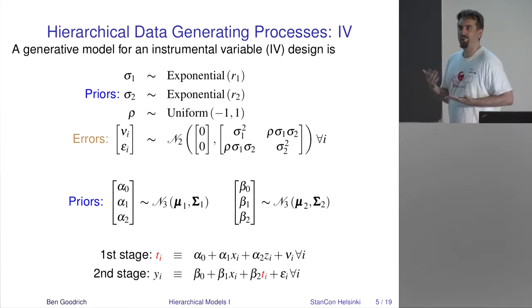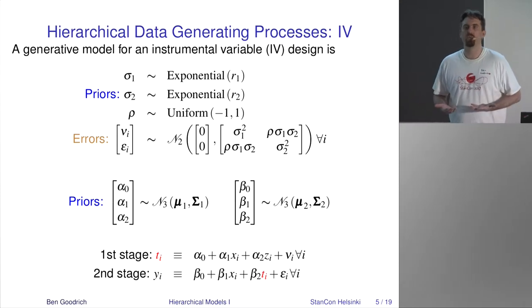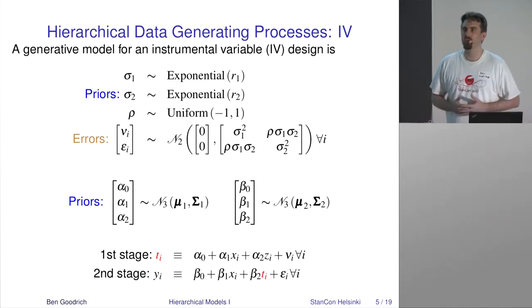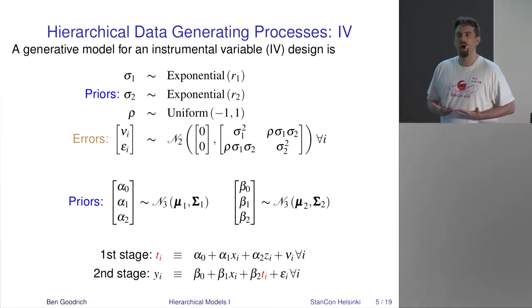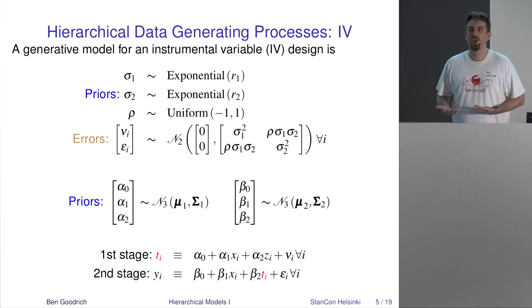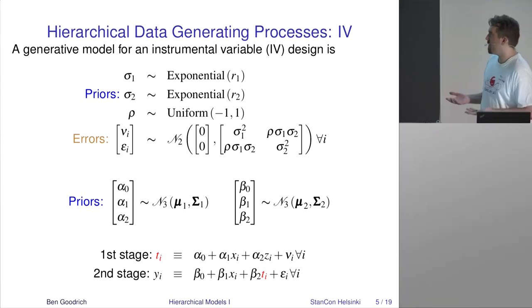But we could think about a generative model for something that could be estimated by instrumental variables, or what frequentists often use, two-stage least squares. It's really the core model or estimation method used in microeconomics. And this goes something like this.